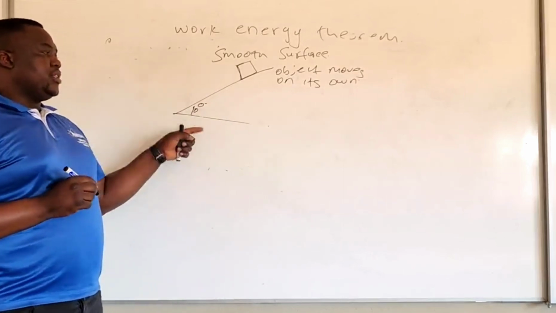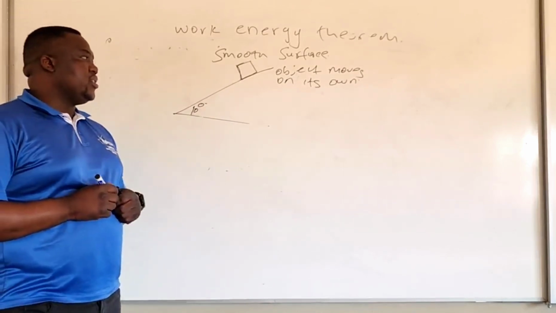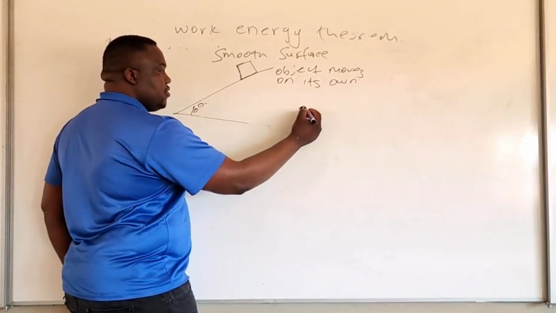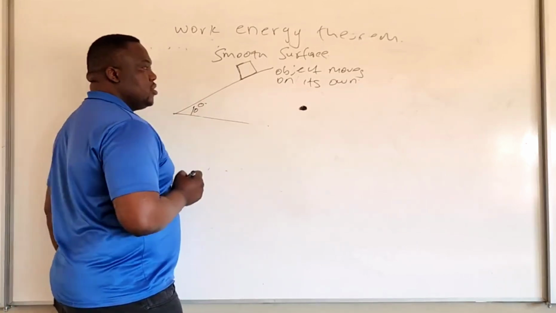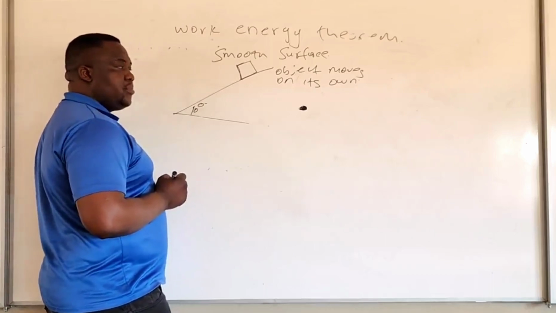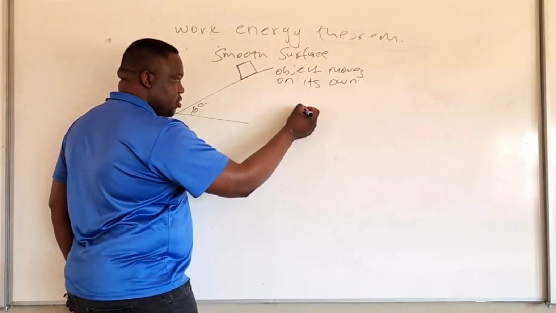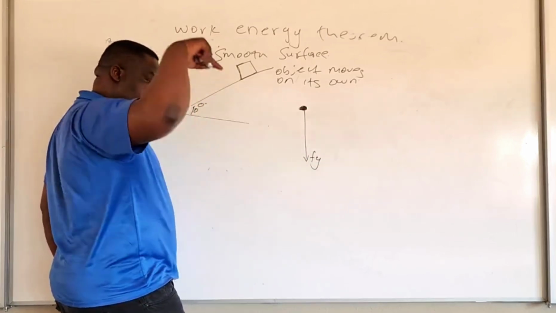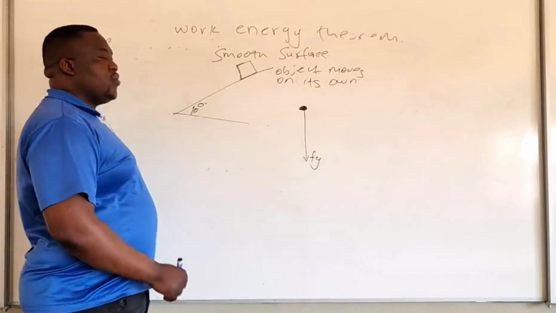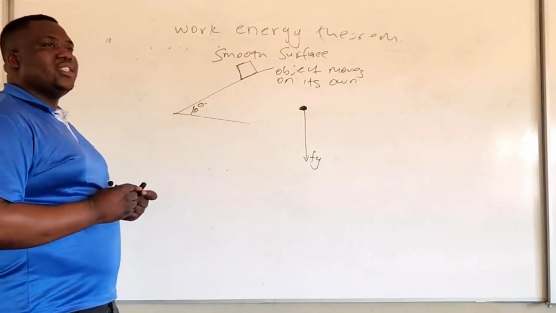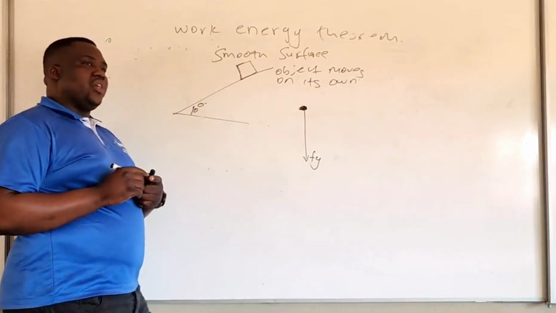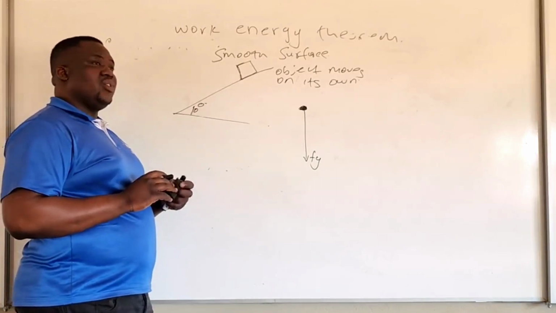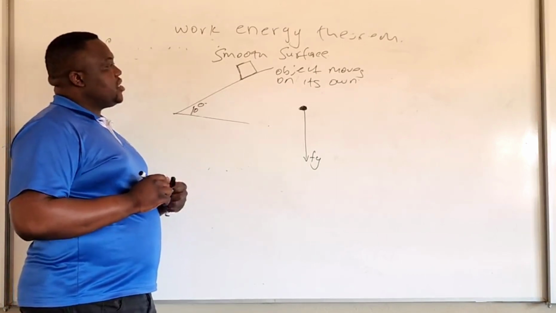Let us draw a free body diagram to indicate the forces which are acting on this object. We're going to draw a dot. The box is represented by a dot. Then we draw a gravitational force. We draw a straight line which is vertical down, Fg, all the time. Gravitational force is always downward, and it acts on everything. It is always there.